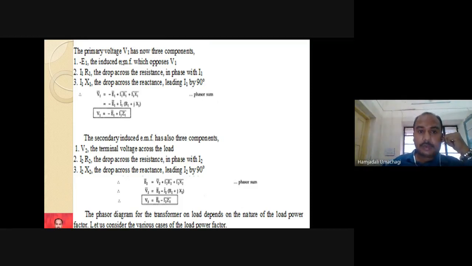Now you can see it. The primary voltage V1 has three components, that is minus E1, I1 R1 and I1 X1. What is this I1 R1? This is the resistive drop, the drop across the resistance, in phase with current I1, because this is a resistive drop, which means voltage and current will always be in phase. And this is which type of drop? This is also a voltage quantity, but this is a reactive drop. So if it is a reactive drop, it will be leading by 90 degrees with respect to the current I1. So I1 R1 will be in phase with I1, whereas I1 X1 will be leading the current I1 by 90 degrees.